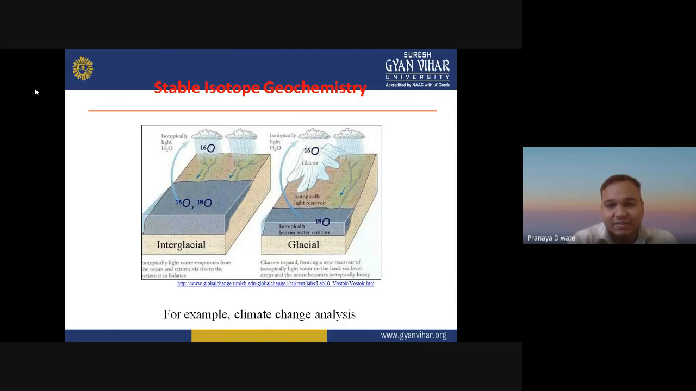Whereas in the glacier region, you have oxygen 16 and oxygen 18, and that is known as the glacier. In a glacier environment you can have this type of isotopic study. The glacier expands, forming a new reservoir of isotopically light water on the land. The sea level drops and the ocean becomes isotopically heavy.